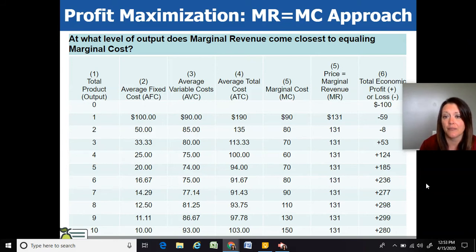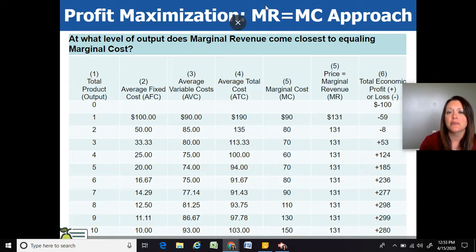And then the second half of column 5, I never noticed that was numbered differently, is your marginal revenue, also known as your price. And then the last column is your total economic profit or loss. So we are looking on this chart for where your profit is maximized. And there's a hard and fast rule with that. And it's stated up here at the top.